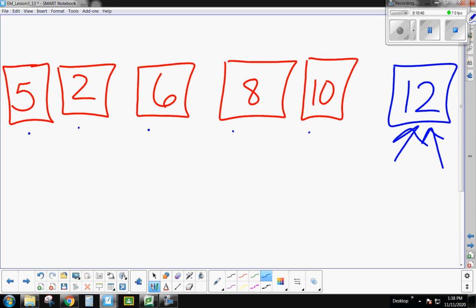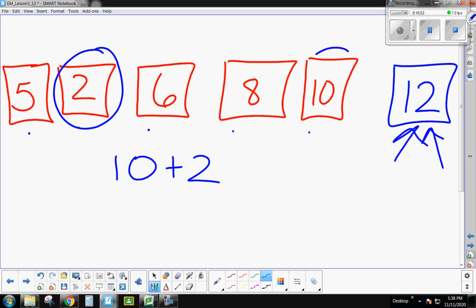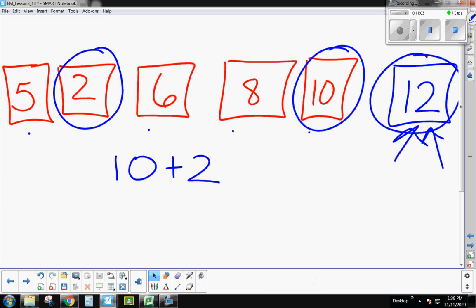So I could easily do 10 plus 2. That one's an easy one. That's a no-brainer. That makes 12. So if I use that, that means I get to pick up the 2 card, I get to pick up the 10 card, and pick up the 12 card, and I get to keep those cards as my score. Okay, so they stay in my pile. Now, I might come up with another way to make 12, and try to use more cards.